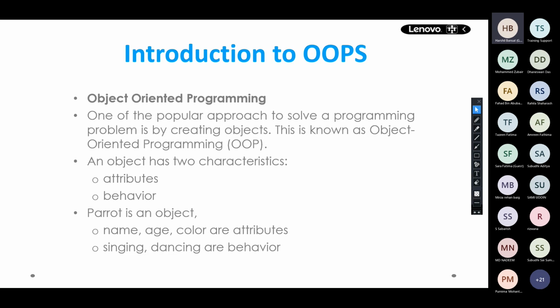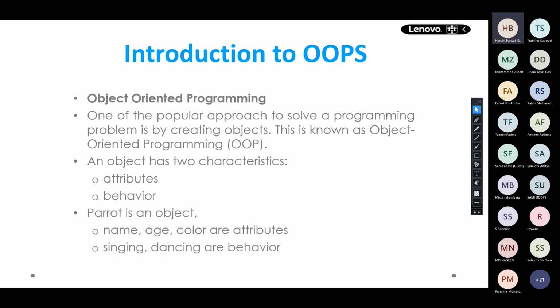One of the popular approaches to solve a programming problem is by creating objects. This is known as object oriented programming. For example, an object has two characteristics: it has some attributes, and it has some behaviors. Let's say there is a parrot, and parrot is an object. Now name, age, color, height, weight, the color of beak, the color of body, multiple things, these are all attributes of an object, and behavior is basically what that particular object can do.